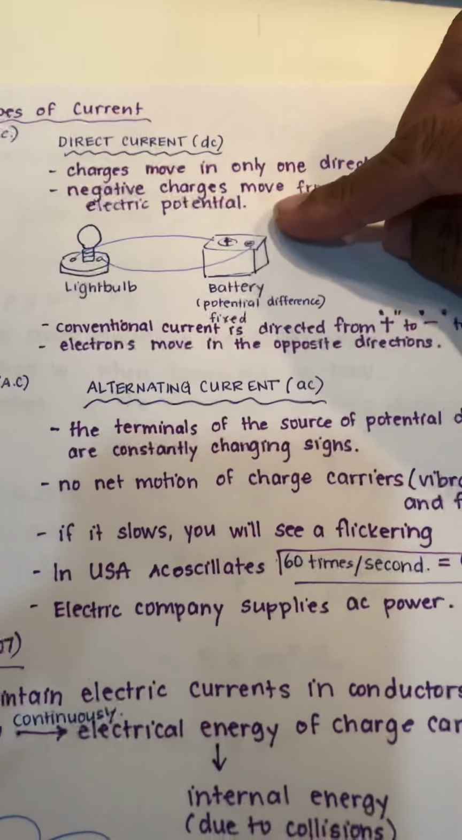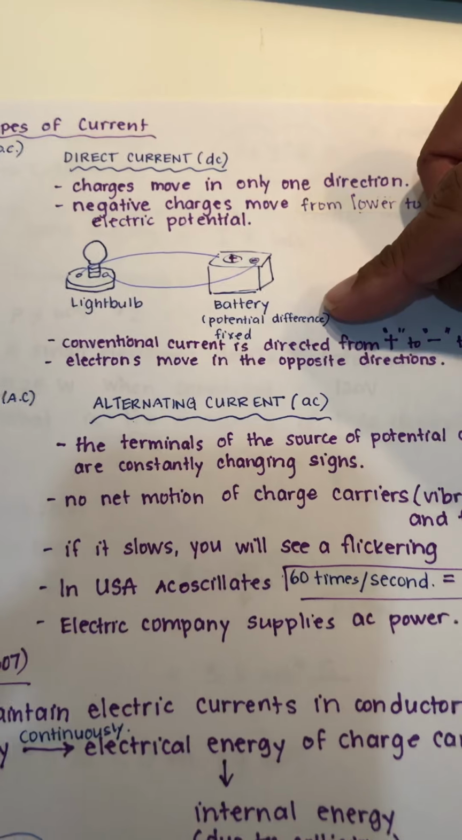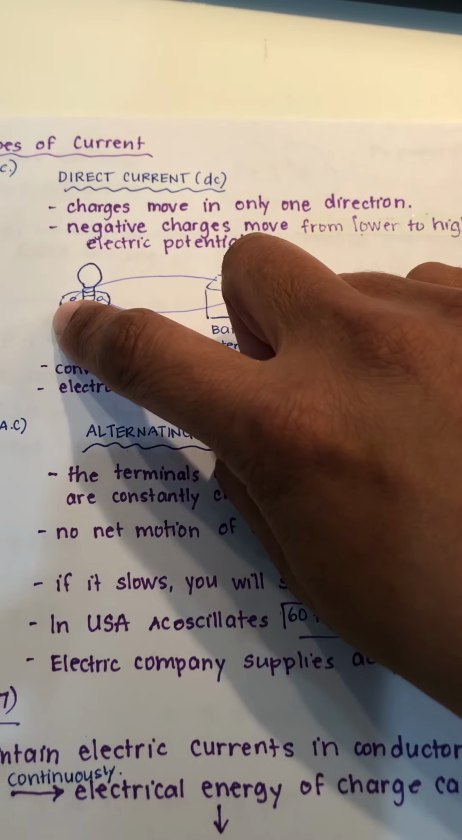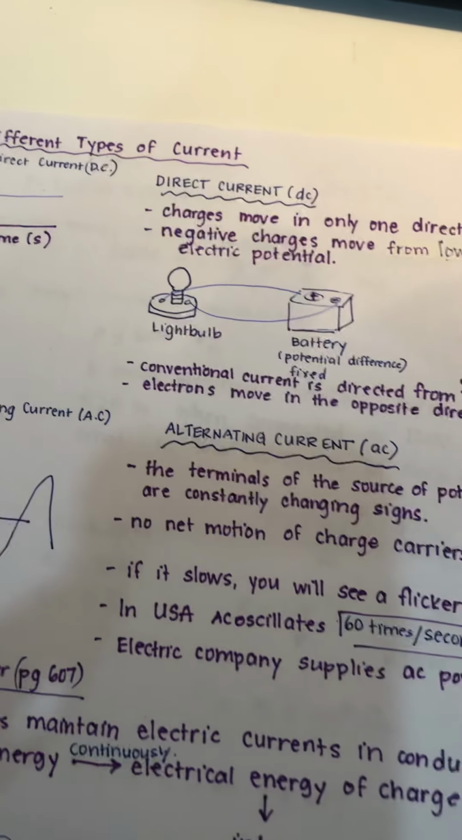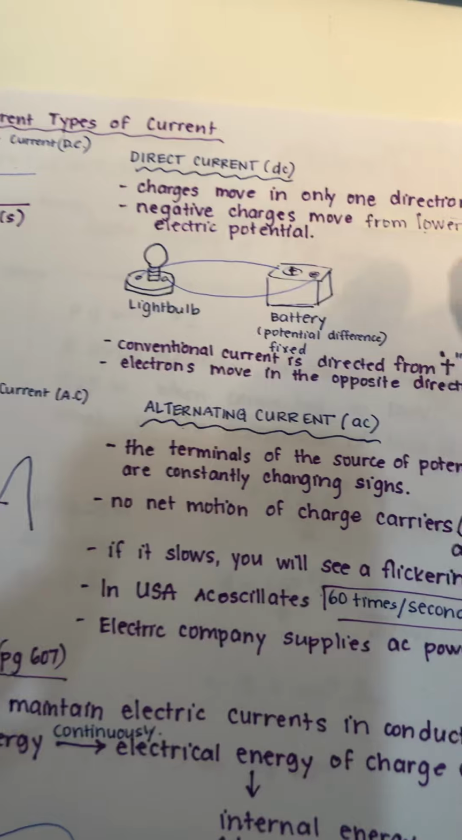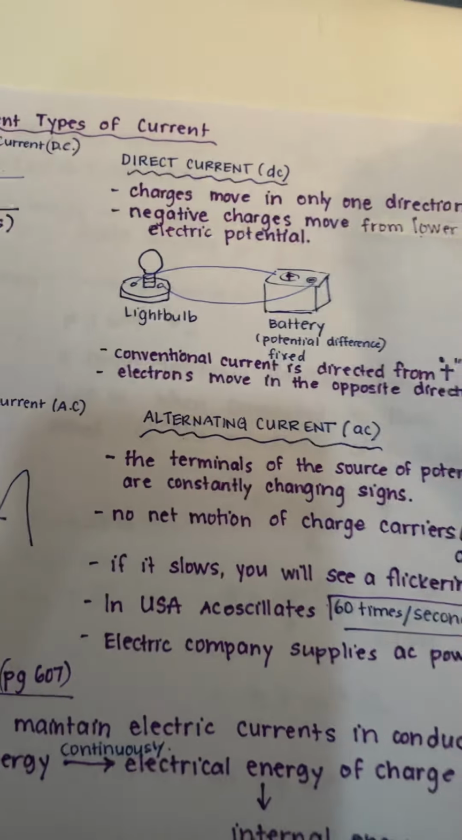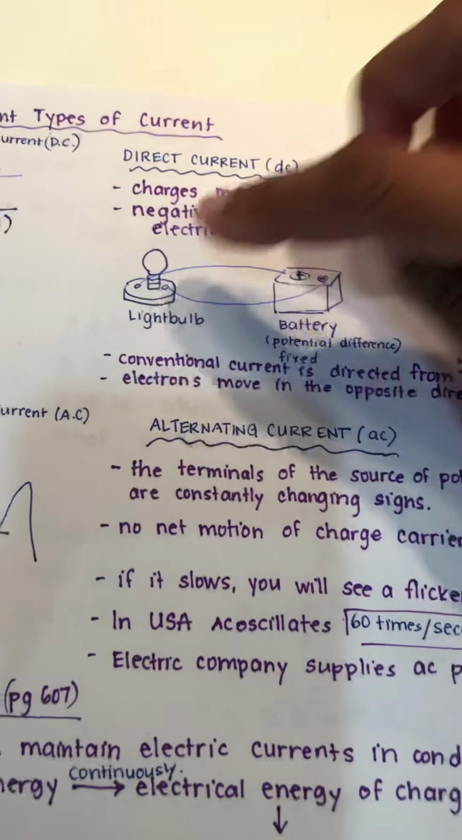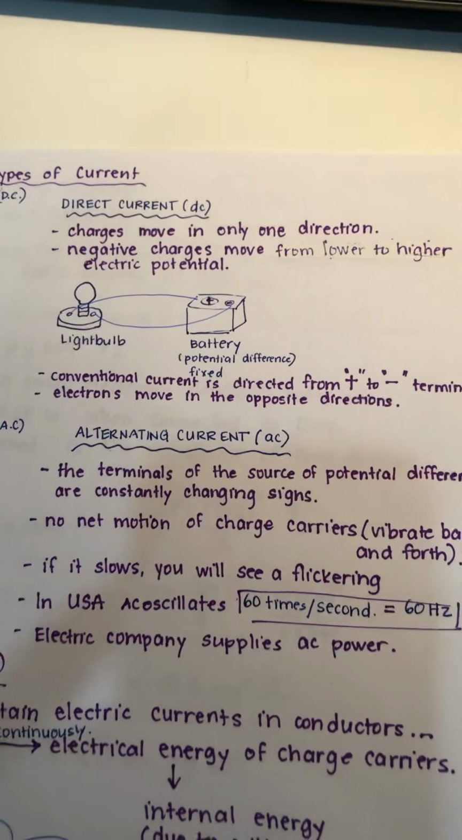So here you have a battery, and a battery has a positive and a negative. It has a potential difference, and you have a charge going from one wire to the next, positive going to negative, but this time it's a conventional current that's going from the positive terminal to the negative. The electrons are going to move in the opposite direction. So a light bulb attached to a battery would be an example of a direct current.